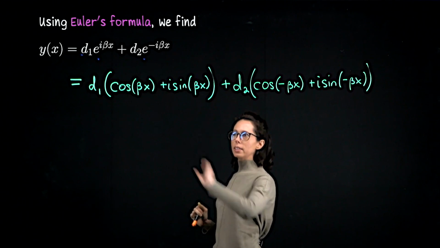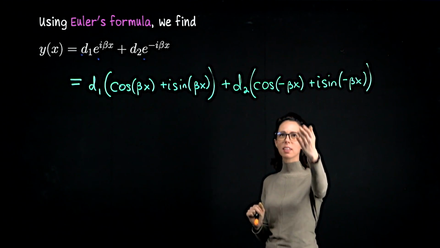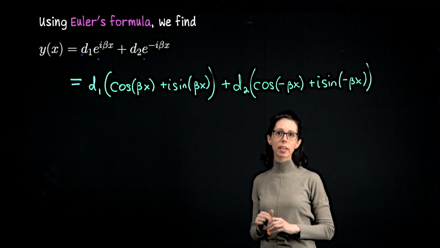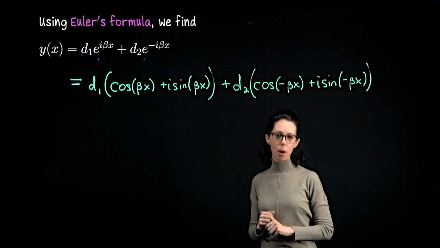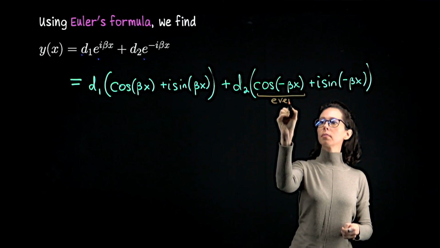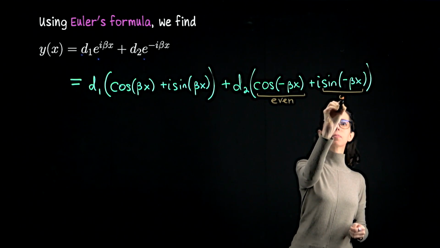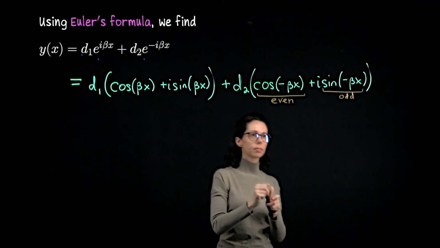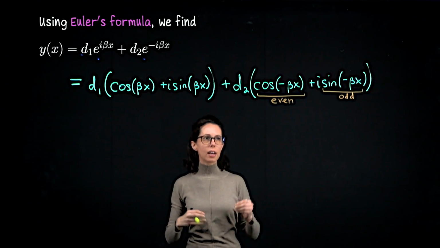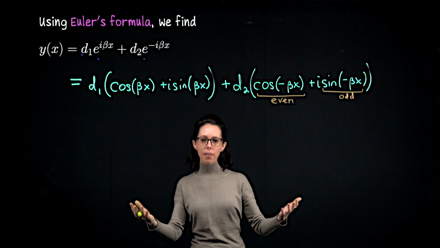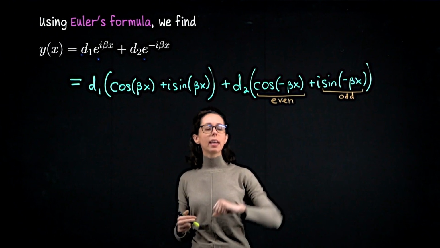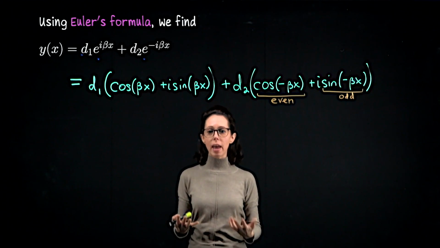The first piece looks great already. The second piece, we have this negative in front of the angles that we're plugging into the cosine and sine function. What we're going to use here are symmetry properties of these two functions. Cosine is even, whereas sine is odd. Even functions have the property that if you plug x or negative x into the function, you get the same thing. So cosine of negative beta x is the same thing as cosine of beta x.